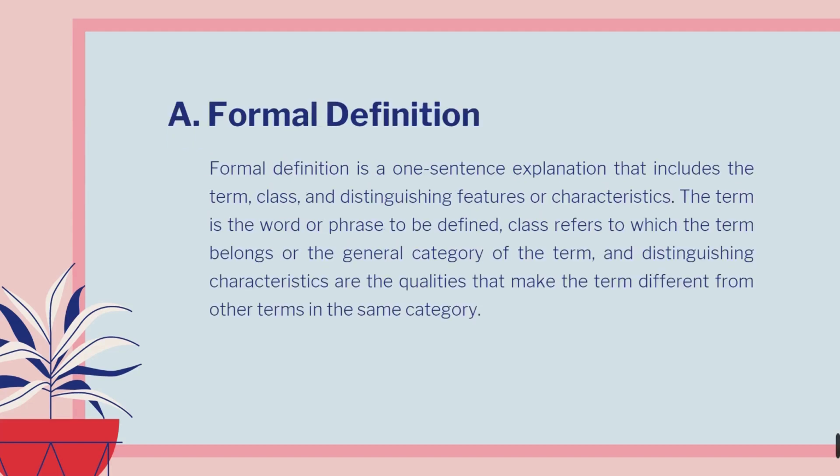Now let's start with formal definition. A formal definition is a one-sentence explanation that includes the term, class, and distinguishing features or characteristics. The term is the word or phrase to be defined. Class refers to the general category to which the term belongs. And distinguishing characteristics are the qualities that make the term different from other terms in the same category. Let's have an example for that.